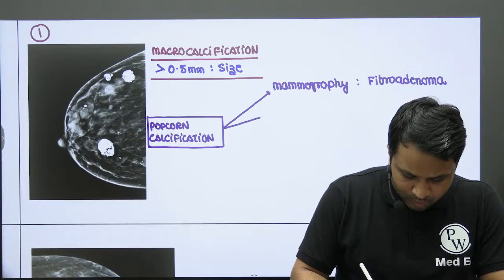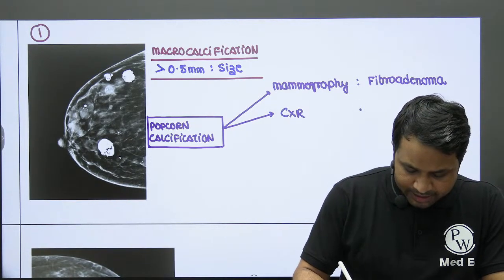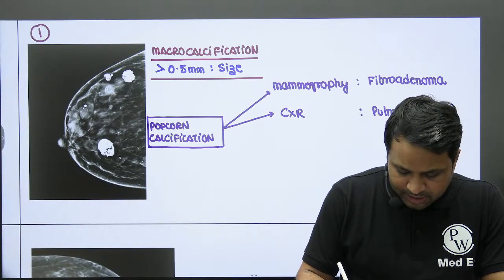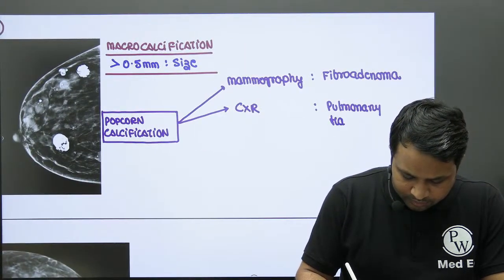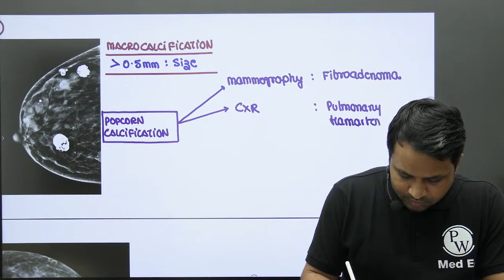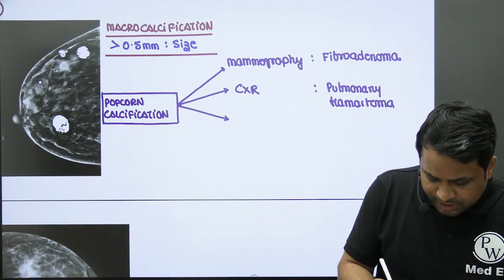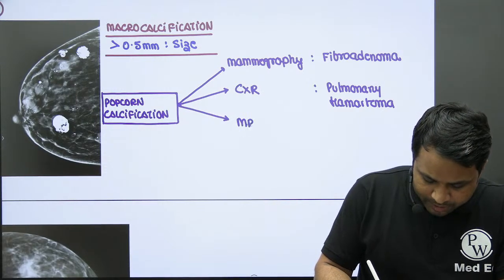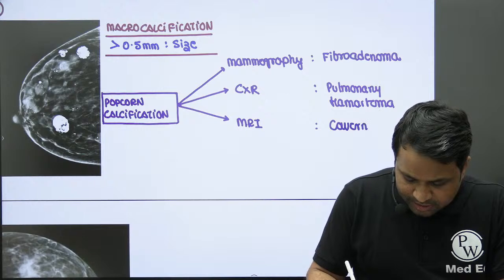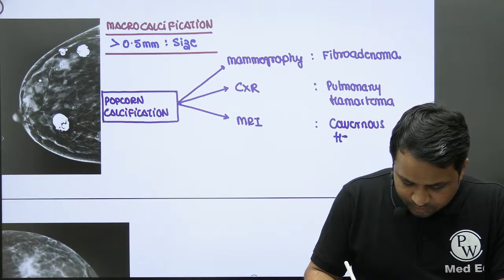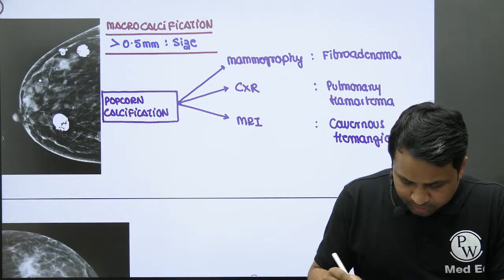That is your mammography. If you see a popcorn calcification on a chest X-ray, then the condition is called the pulmonary hamartoma. That is on chest X-ray. Now, if you see a popcorn calcification on the MRI head, then the answer here is going to be cavernous hemangioma.